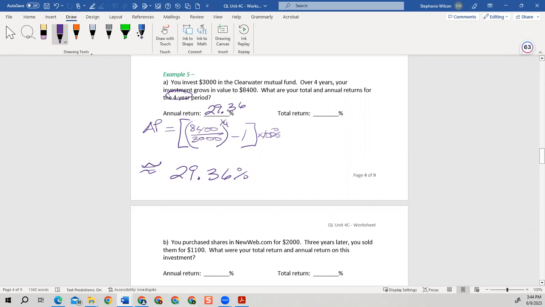What is my total return? So let's do the total return. I'm going to call it TR. So I want to take the 8,400, subtract the 3,000, divide that by the 3,000, and then let's multiply it by 100%. Okay, I got 180% on the return. That's not bad.